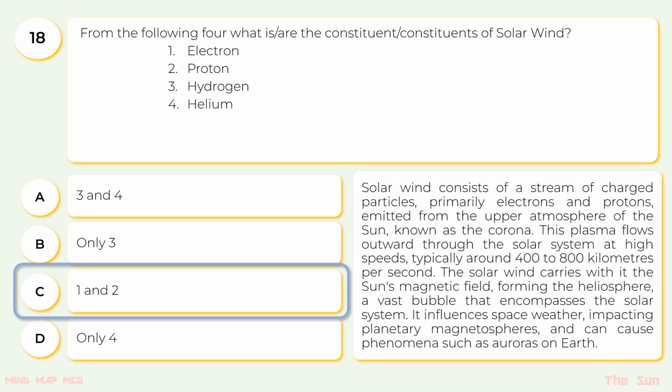Solar wind consists of a stream of charged particles, primarily electrons and protons, emitted from the upper atmosphere of the sun, known as the corona. This plasma flows outward through the solar system at high speeds, typically 400 to 800 kilometers per second. The solar wind carries with it the sun's magnetic field, forming the heliosphere, a vast bubble that encompasses the solar system. It influences space weather, impacting planetary magnetospheres, and can cause phenomena such as auroras on Earth.